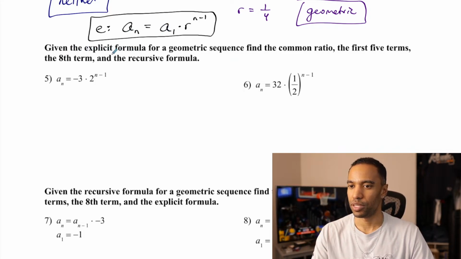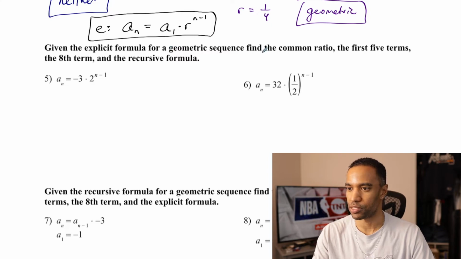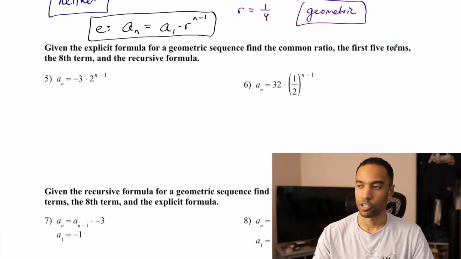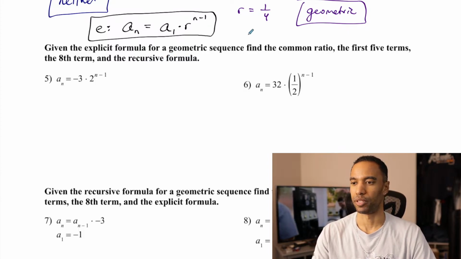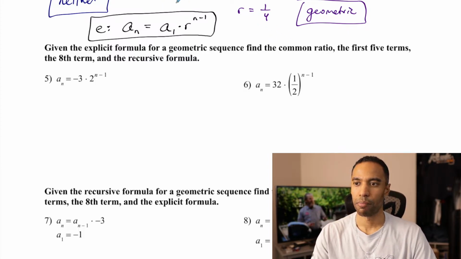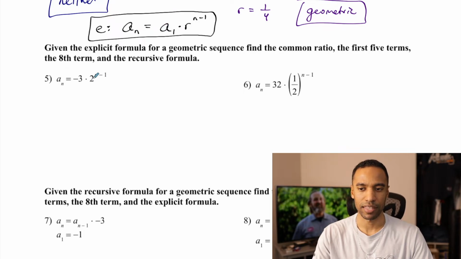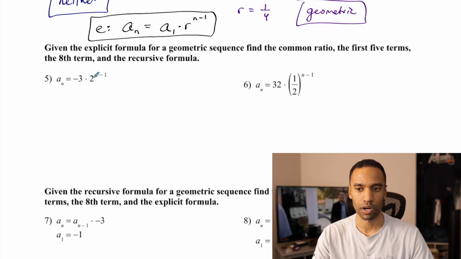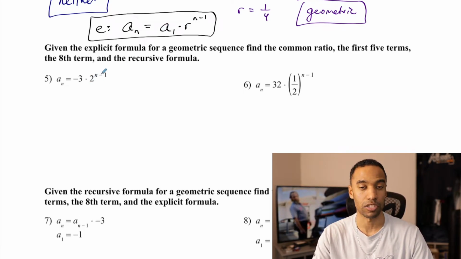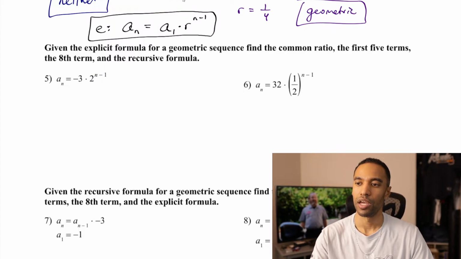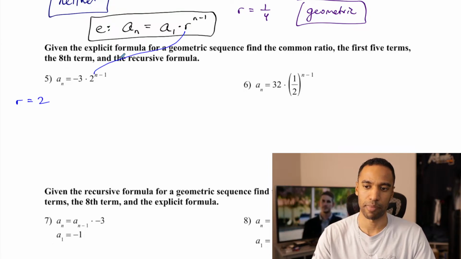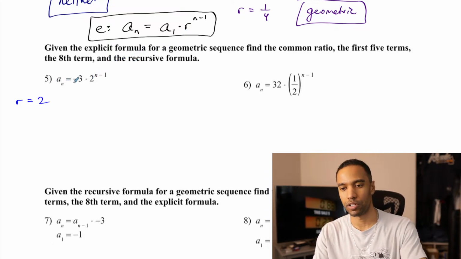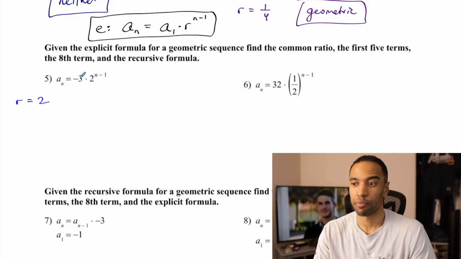Okay, here's what we're going to do. Given the explicit formula for a geometric sequence, find the common ratio, the first 5 terms, the 8th term, and the recursive formula. We don't have to do it in that order, but given the formula and the understanding of how common ratios work, multiplied by the same number over and over a certain number of times, 2 appears to be that common ratio. r is 2, as it matches right there. That means we are doubling something over and over, starting from negative 3.